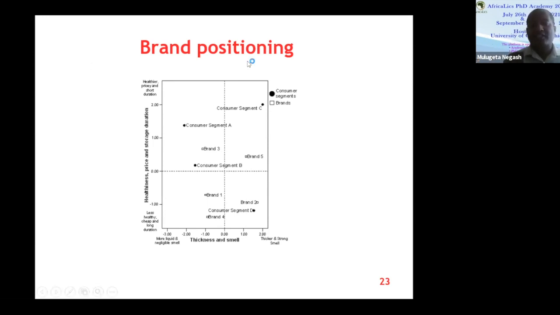Brand positioning means where customers keep you in their mind, where your position is, based on their perceptions of those characteristics. So brand positioning can be done by using multidimensional scaling.